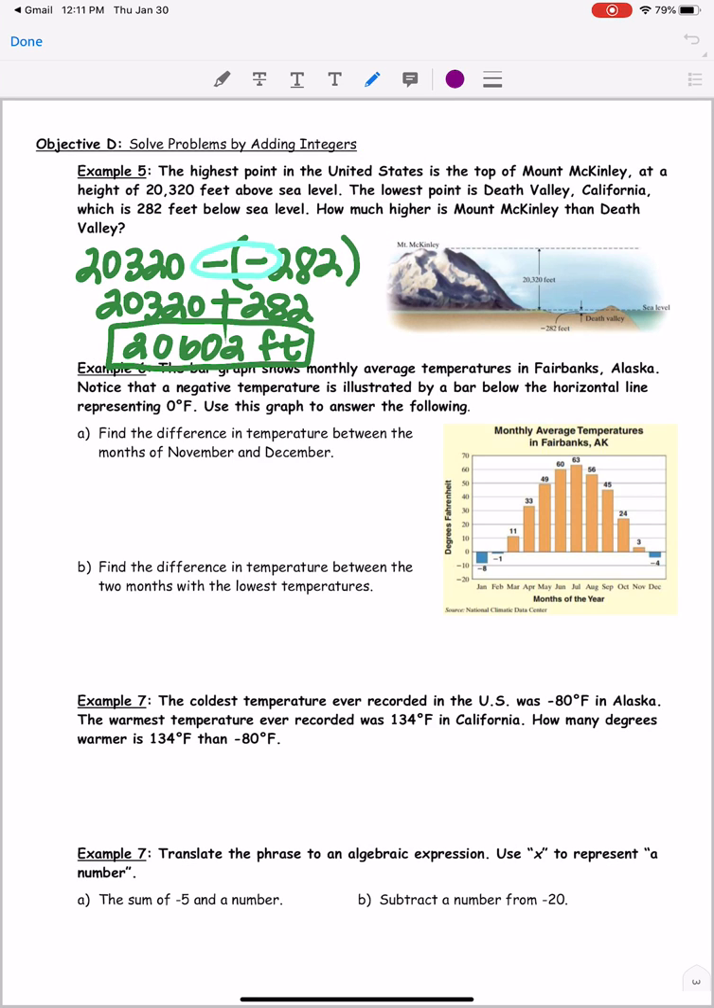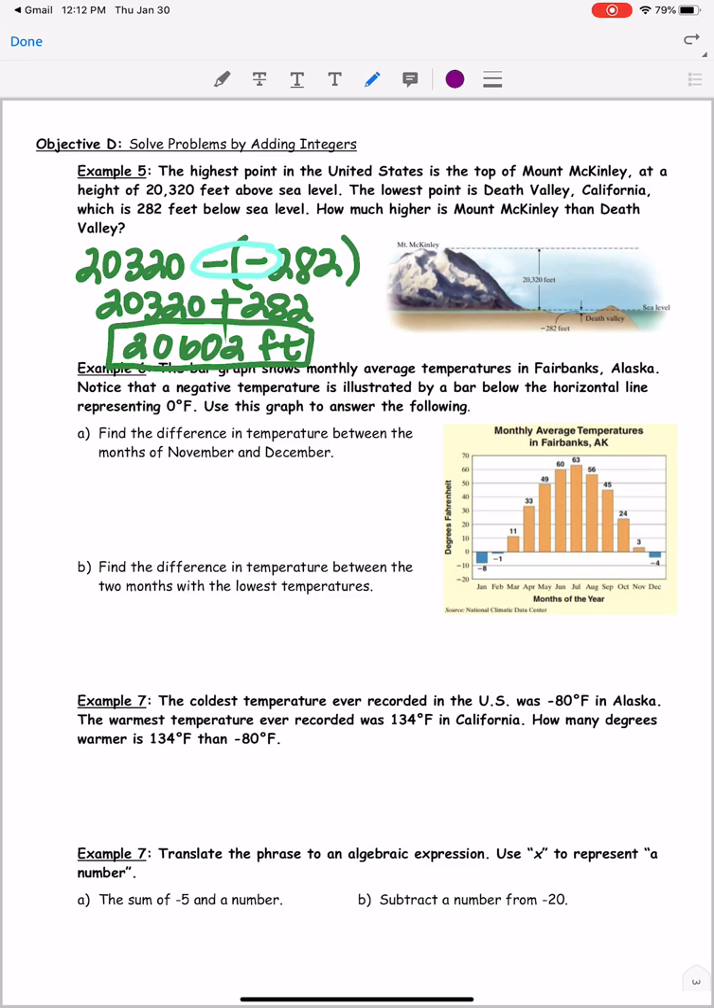Eight says, the bar graph shows monthly average temperatures in Fairbanks, Alaska. Notice that the negative temperature is illustrated by the bar below the horizontal line representing 0 degrees Celsius or Fahrenheit. Use this graph to answer the following questions. We need to find the difference in temperature between the months of November and December. So because they said November, then December, you got to put November first, then December.